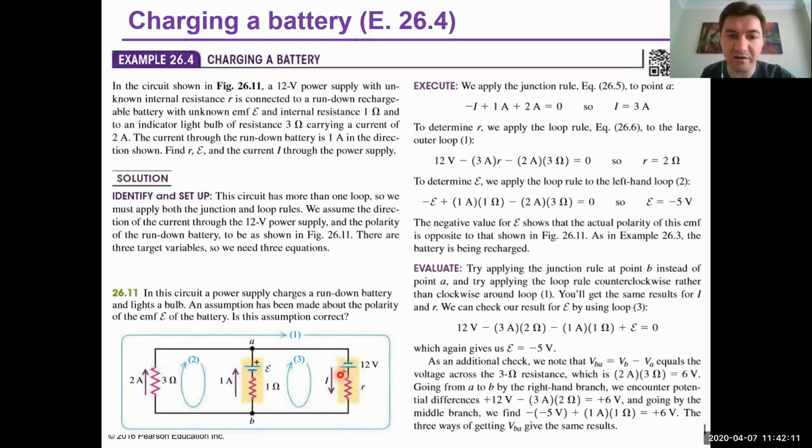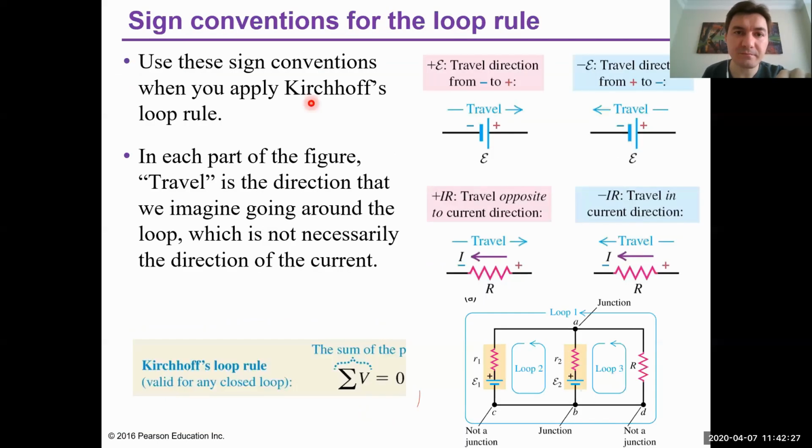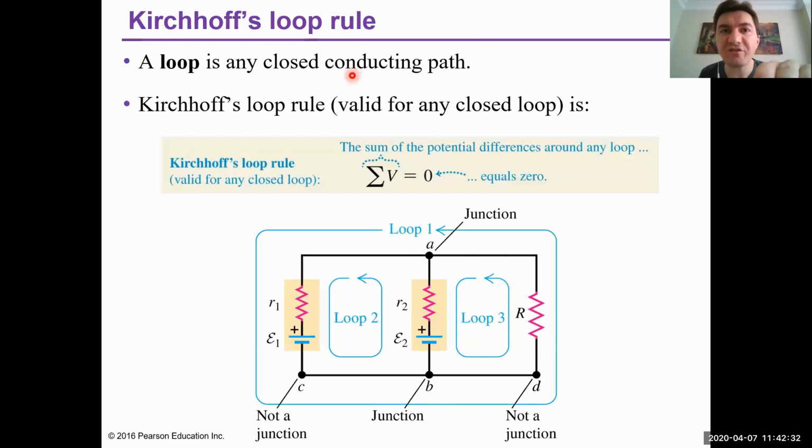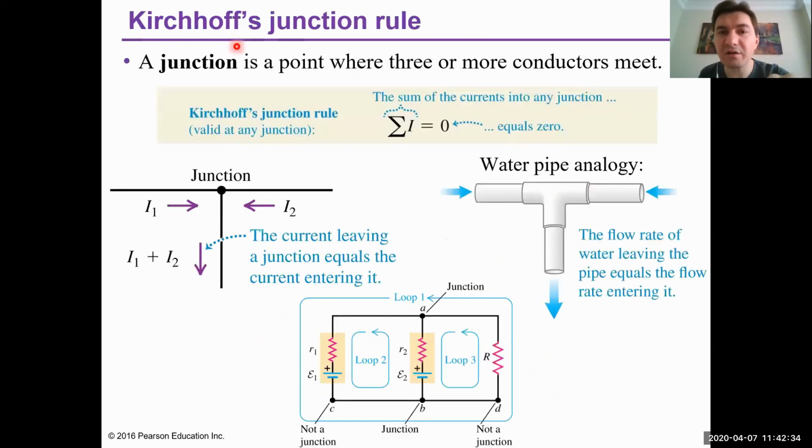So what is the current here? Okay, this is the question. In order to find the current here, we can apply Kirchhoff's first rule. Look at that rule here. Kirchhoff's junction rule. The total current in the junction must be 0. Entering currents must be equal to the leaving currents.